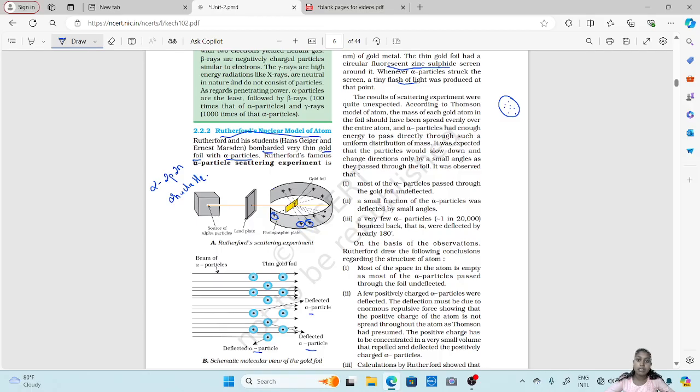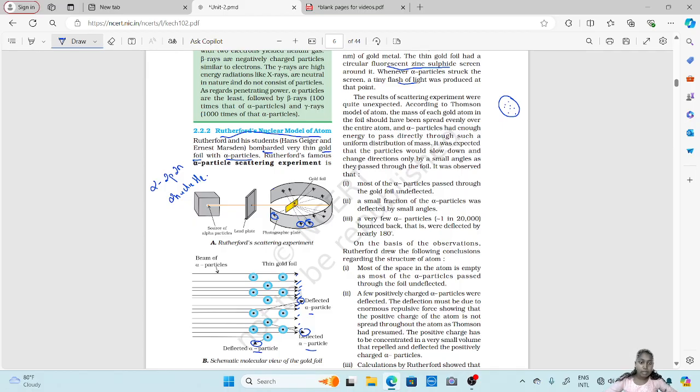But it was observed that most of the alpha particles pass through the gold foil undeflected. So according to Thomson's model, it should deflect and slow down. But it was observed the straight opposite, that most of the alpha particles were passing through it undeflected. A small fraction of alpha particles were deflected by small angles. Here, as I showed, most of them are passing straight, and a very few of them, that is this one and this one, are deflected by small angles.